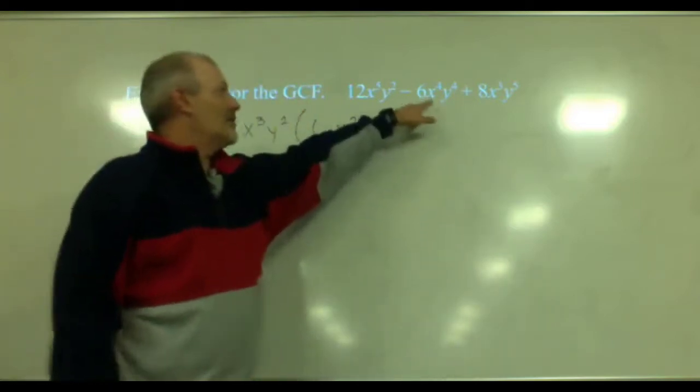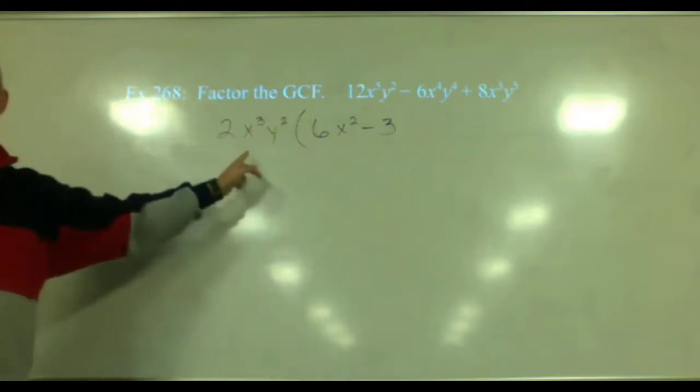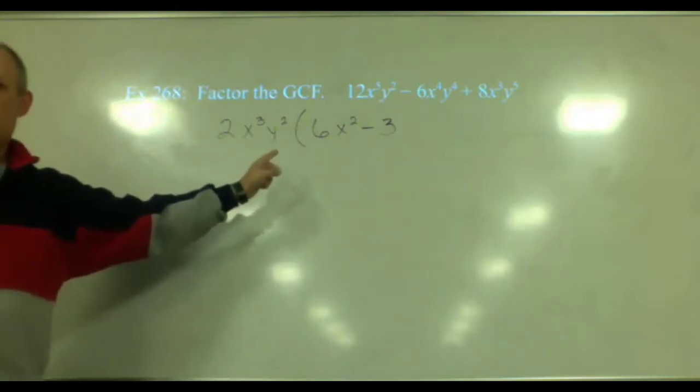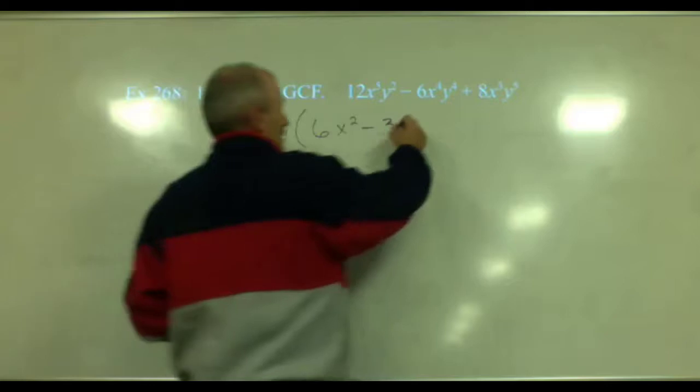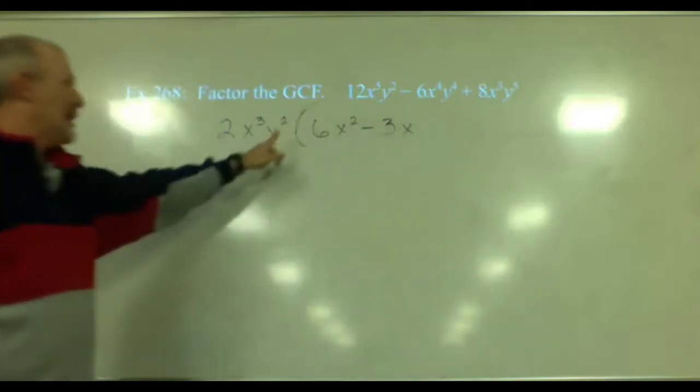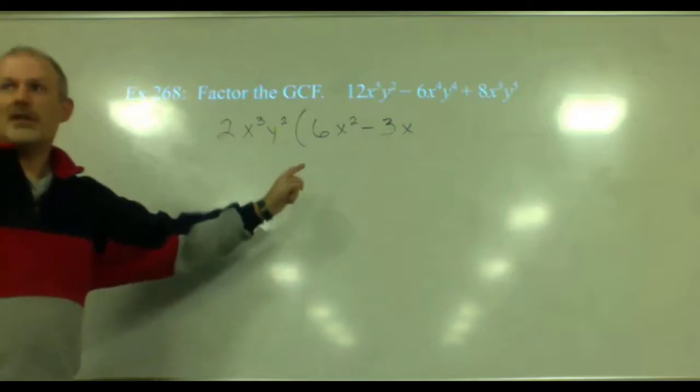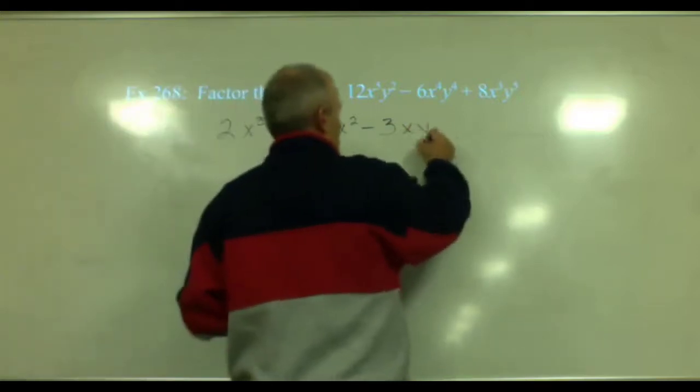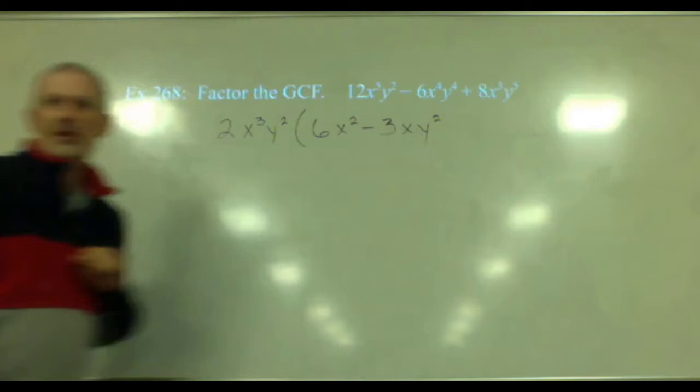Then we've got x to the 4th. We're dividing out x cubed. Okay, so just being x. And y to the 4th, and we're dividing out y squared. y squared, 2 of them are left. Okay.